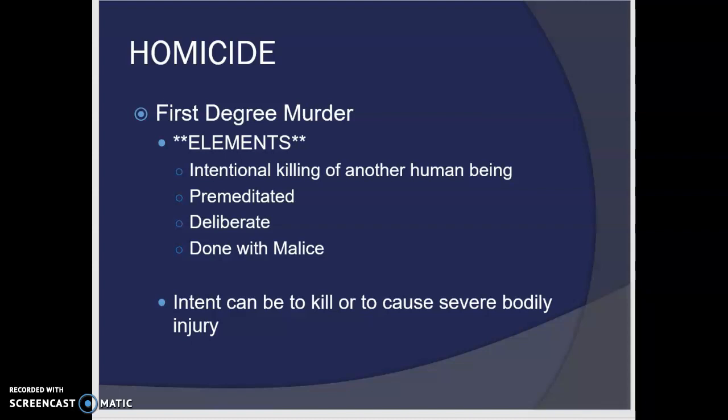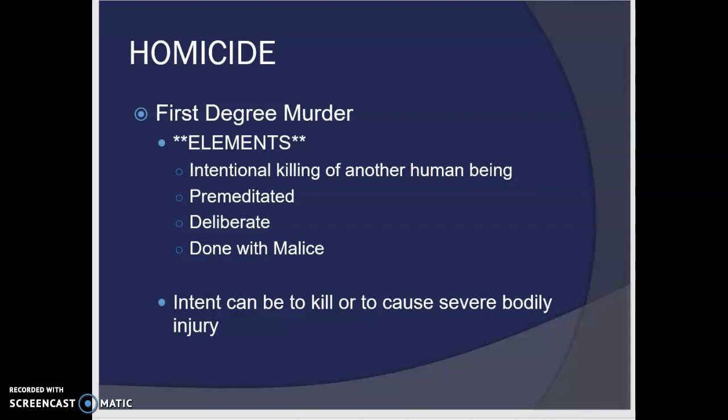Okay, so we're going to start with first-degree murder, and first-degree murder tends to be the easiest one to establish, and these are the elements. The intentional killing of another human being. It has to be premeditated, so you have to think about it ahead of time. It has to be deliberate, so you have to do it on purpose. And it has to be done with malice, which we just defined on the last slide. And again, guys, the intent can be to kill someone or to cause severe bodily injury. So it's not going to be a defense to first-degree murder to say, well, I didn't intend for them to die. I just intended for them to be seriously injured. That's not going to be enough.